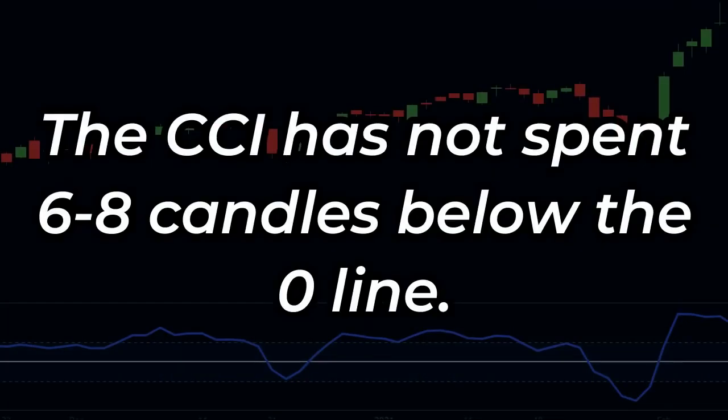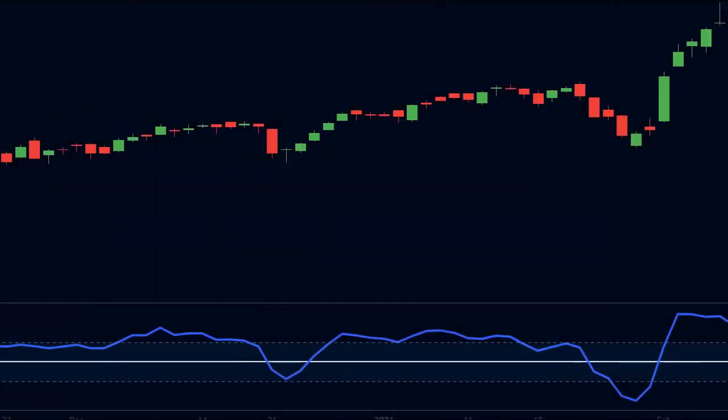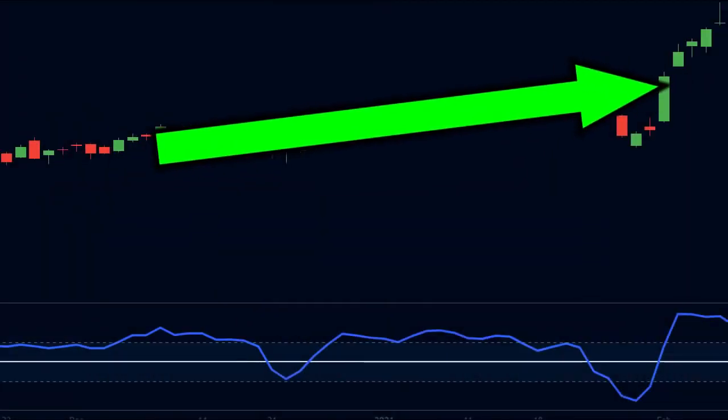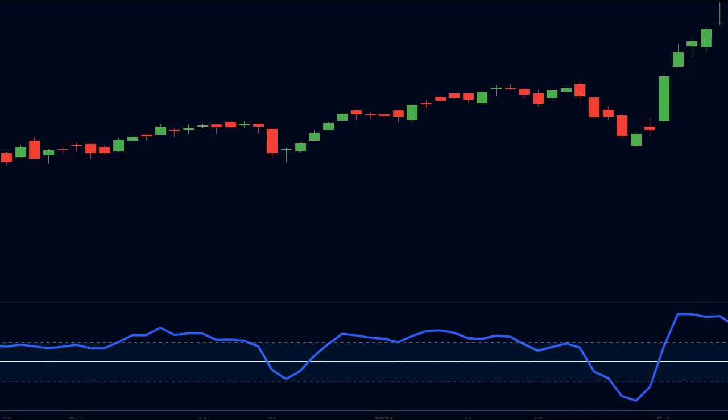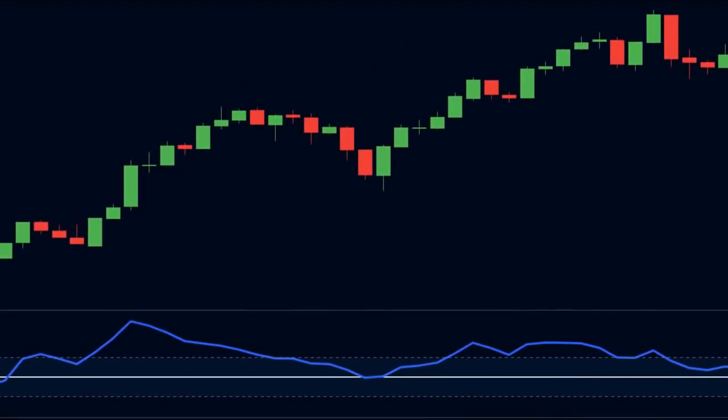This is because the CCI has not spent at least 6 to 8 candles below the zero line. Which means that we still believe that the price is in an uptrend. Therefore, in an uptrend we will avoid any sell signals. And as you can see, had we sold here, we would have incurred a loss as the price made a massive up move. If the CCI does spend 6 to 8 candles below the zero line, then it will be declared as a downtrend. After that point we can sell at minus 100 crossovers. Let's look at some chart examples to understand this.